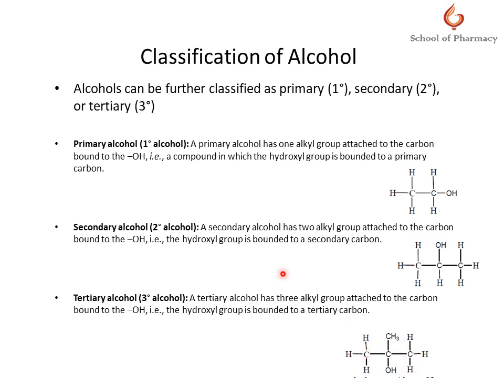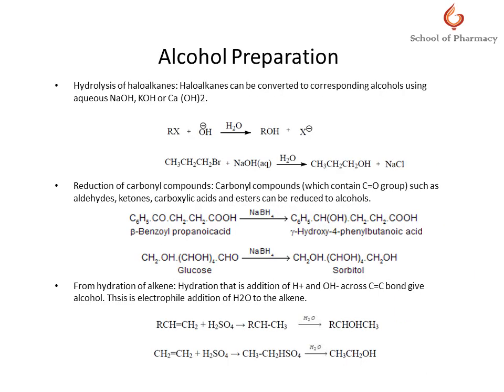Respectively, if the OH group is attached to a primary carbon, it becomes a primary alcohol. If the OH group is attached to a secondary carbon, that means it is a secondary alcohol. And if a tertiary carbon is attached to OH, it is a tertiary alcohol. About the nomenclature of alcohols, we have already done it in unit 1. So now we are moving to alcohol preparation.